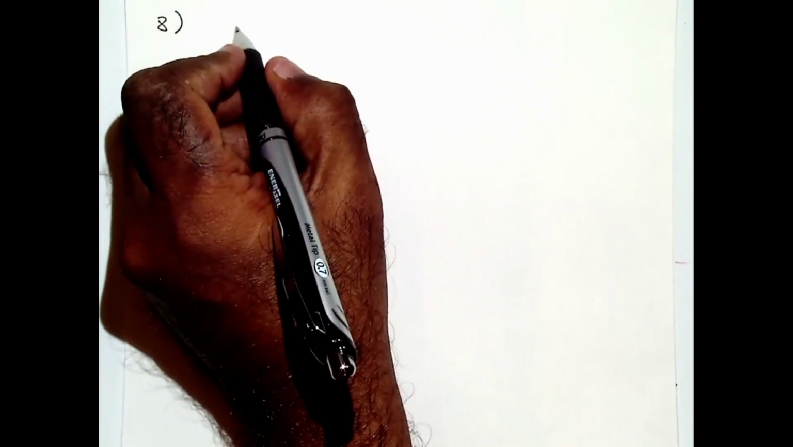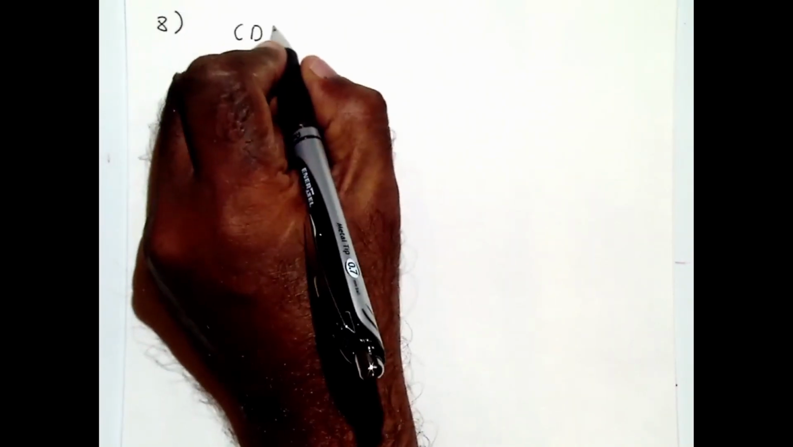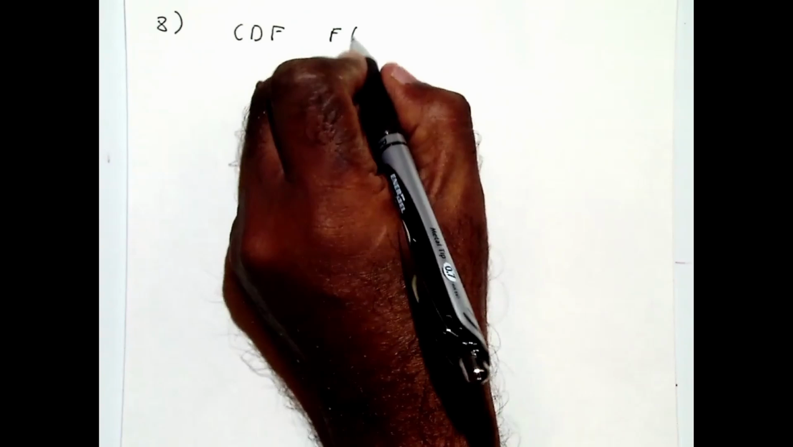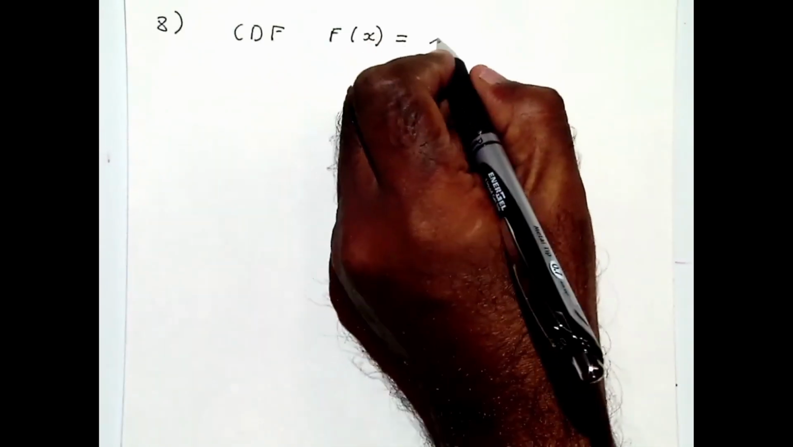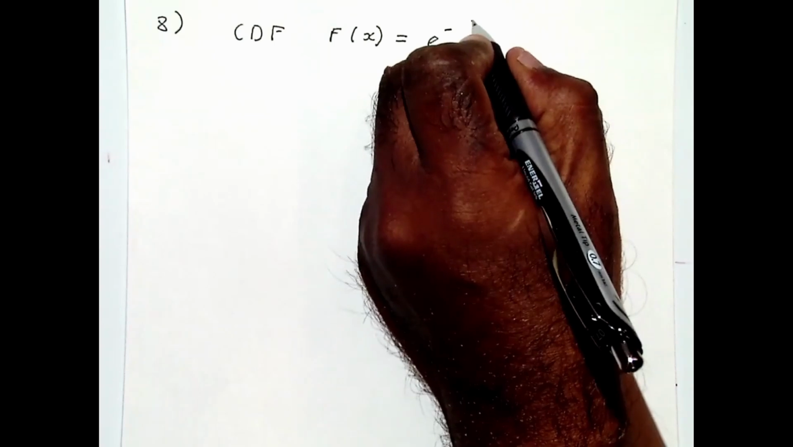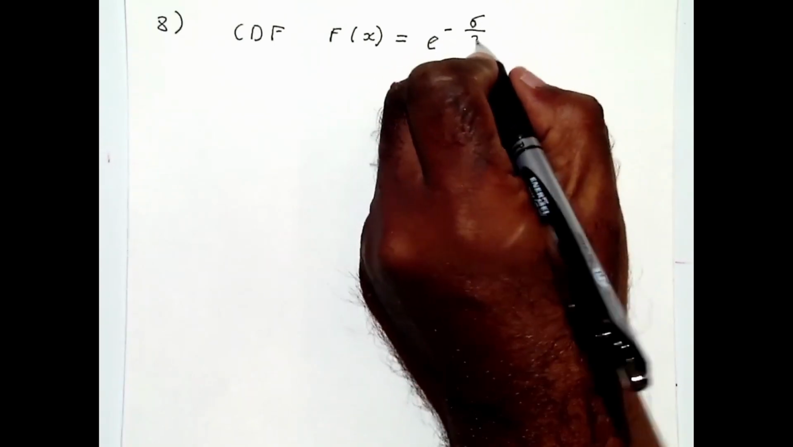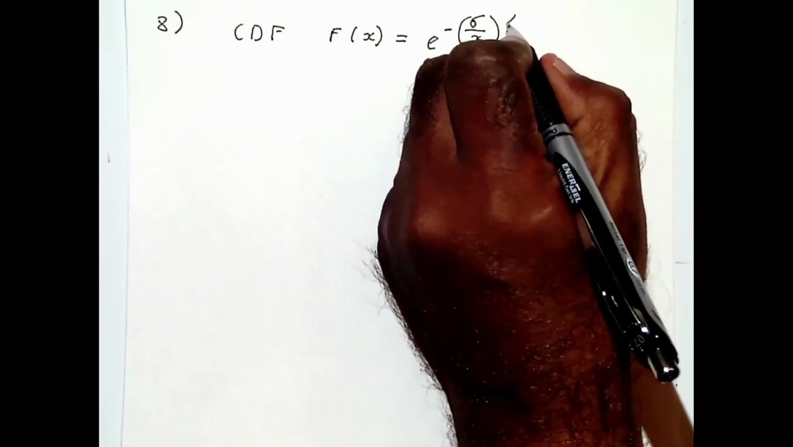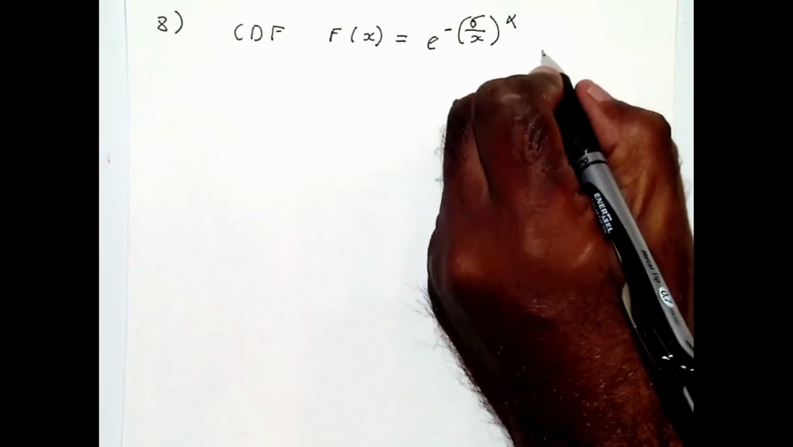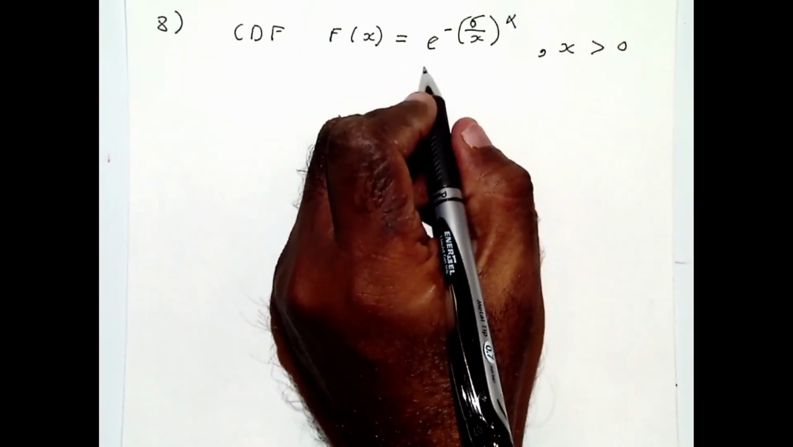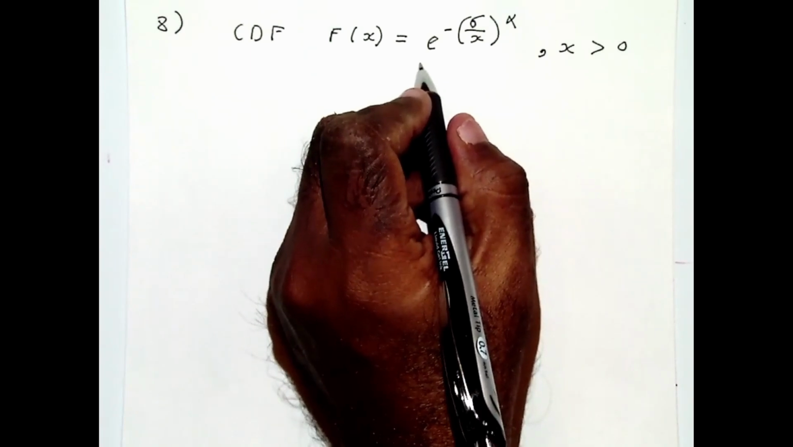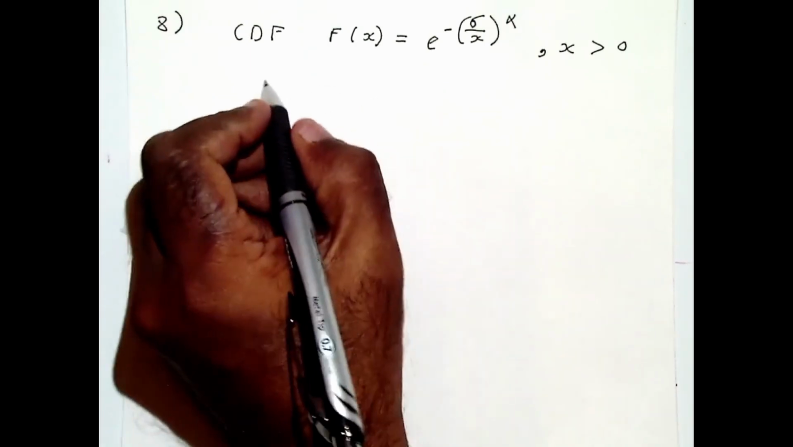So here you are given the following CDF, F(x) is equal to e to the power of minus (sigma divided by x) to the power alpha. All right, and this is known as the Pareto distribution, right? Okay.